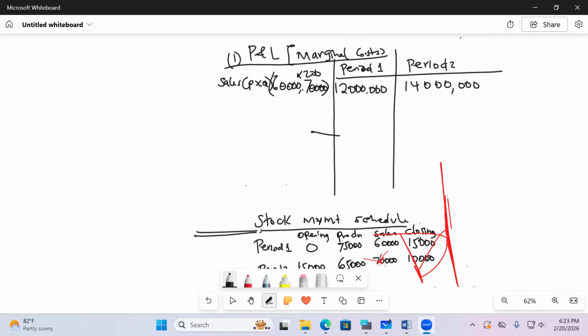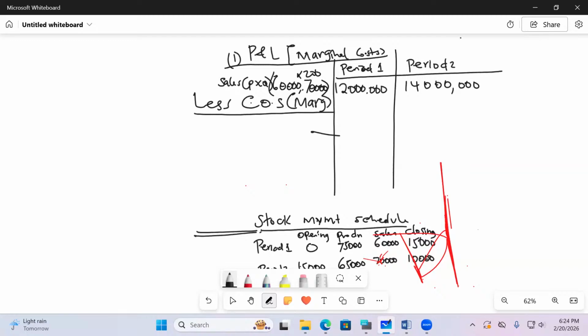Okay. So then we come under less, in this case here, cost of sales. But remember, which cost of sales are we deducting here? The marginal ones, isn't it? The marginal cost of sales. So mention here marginal cost of sales. Specifically, we are subtracting the marginal cost of sales.